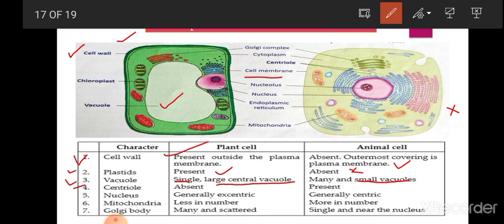Centrioles are absent in plant cells. You will not find centrioles in plant cells, but you will find them in animal cells. So here you can see centrioles are present in animal cells.